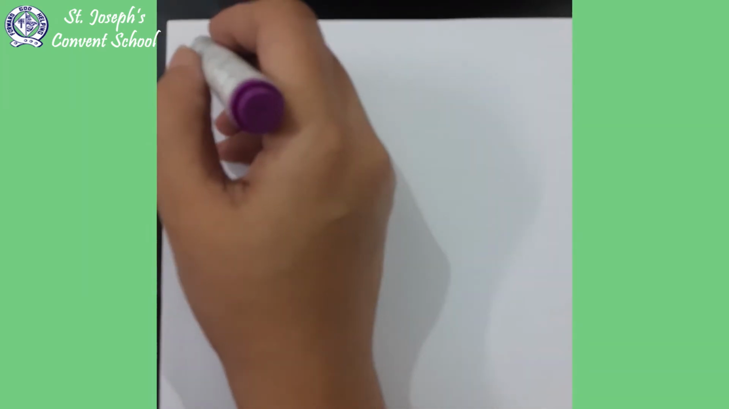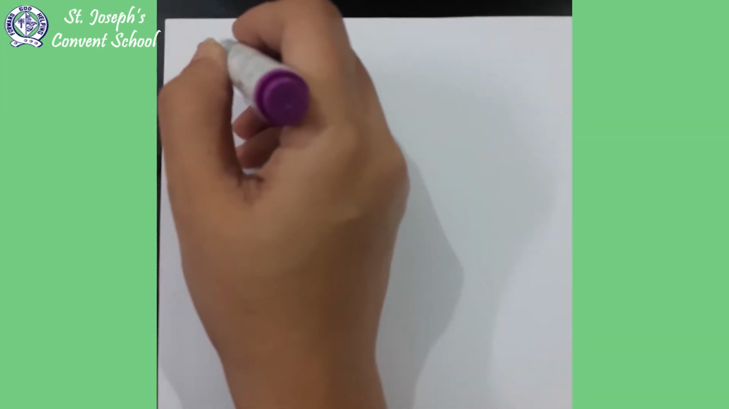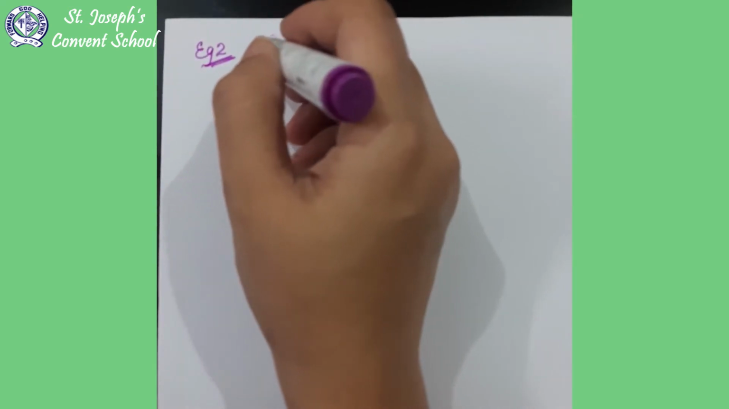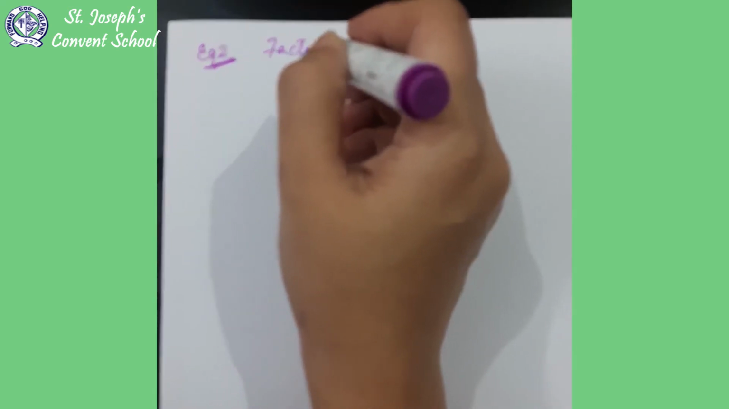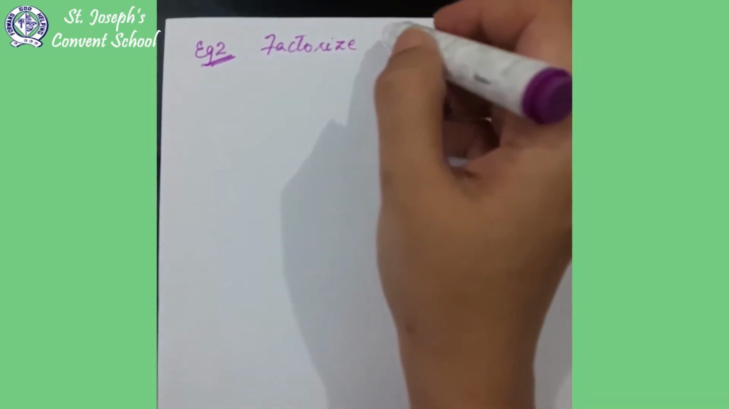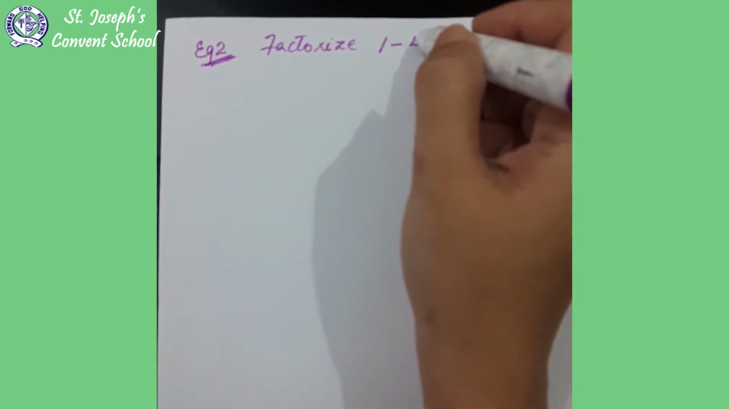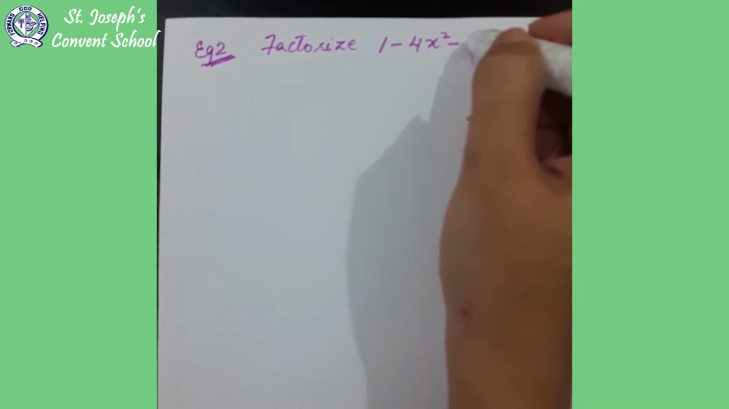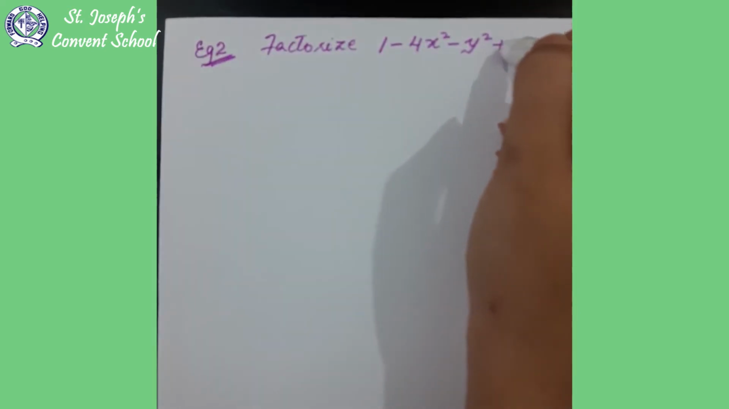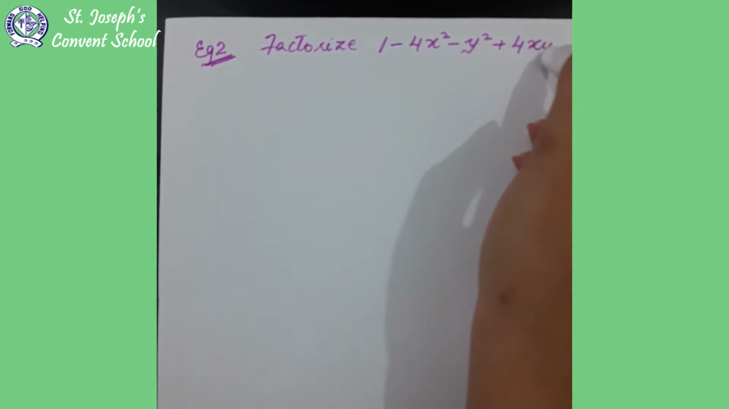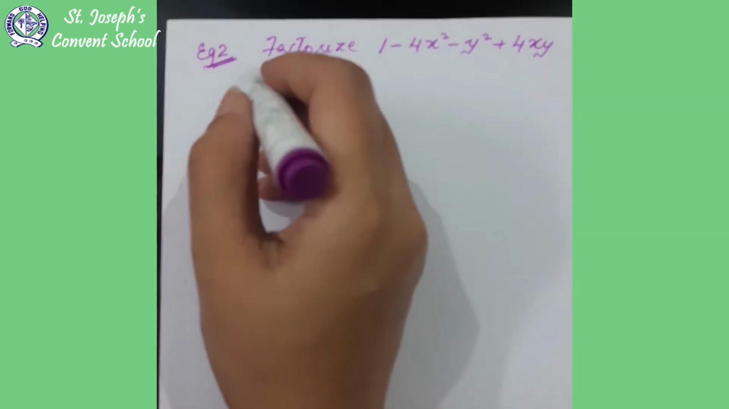The example is not there in your book, but as a question it is given in your book. Let me write the question. Example number 2: you have to factorize 1 minus 4x square minus y square plus 4xy. So this is the question.